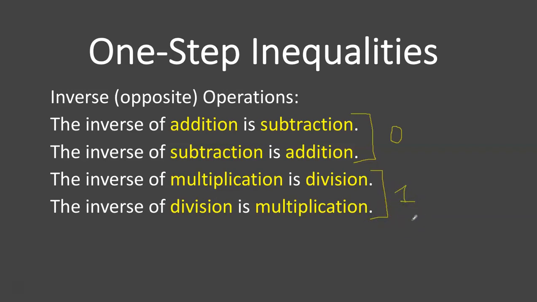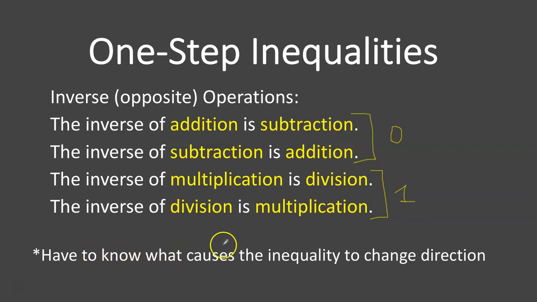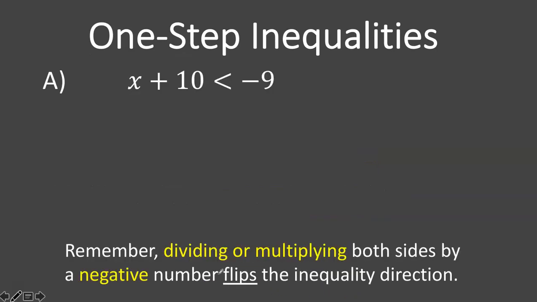The only thing that's different about inequalities is that you have to know what causes the inequality to change direction. That's the only difference between inequalities and equations. All right, example 1. This is a one-step inequality. Now take a look. X and 10 are separated by addition. So the original operation is addition.